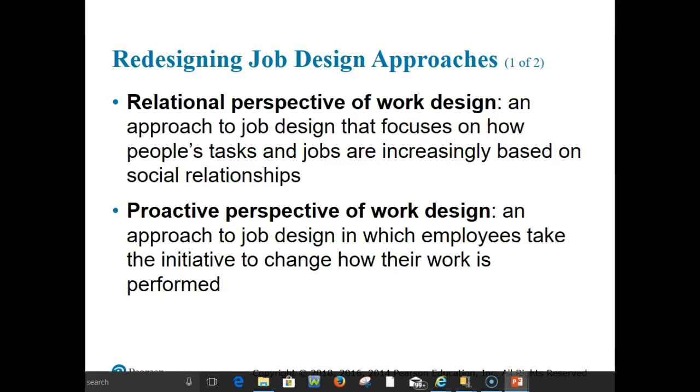So, two emerging viewpoints on job design are causing a rethink of the JCM and other standard approaches. Let's take a look at each perspective. The first perspective, the relational perspective of work design, focuses on how people's tasks and jobs are increasingly based on social relationships.